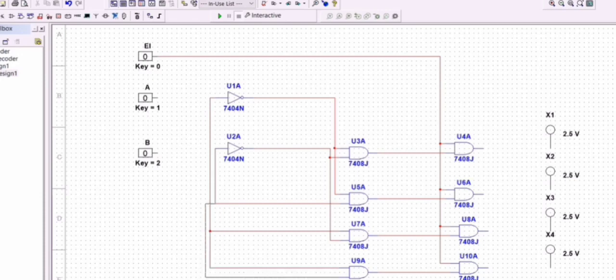So in the circuit we need 8 AND gates and 2 NOT gates. And that's all, the connections are given. Now let's check how it works. This is the truth table.